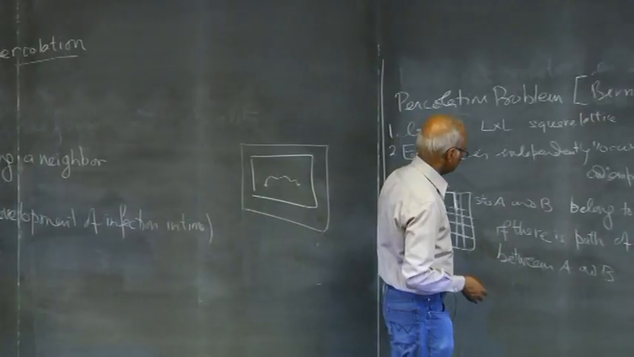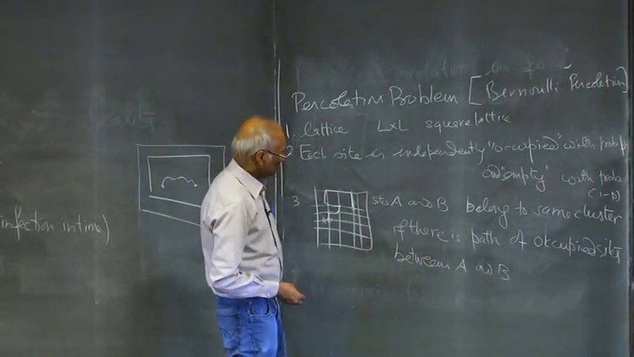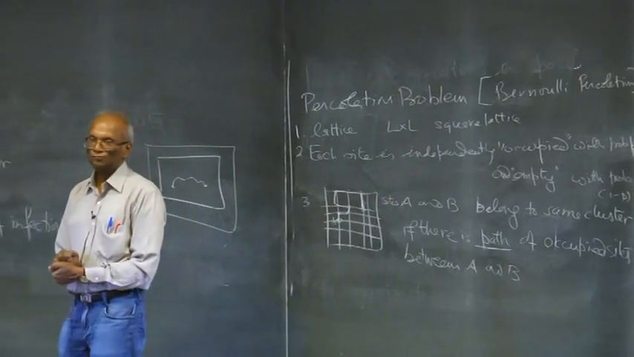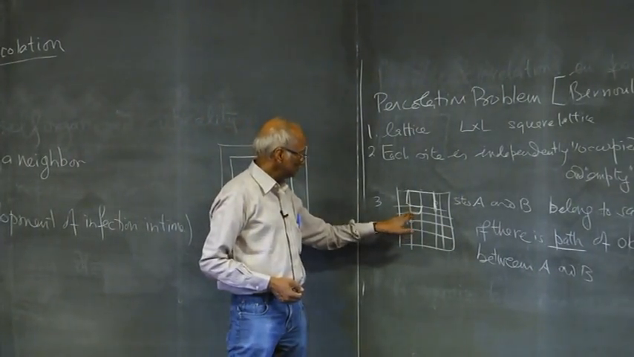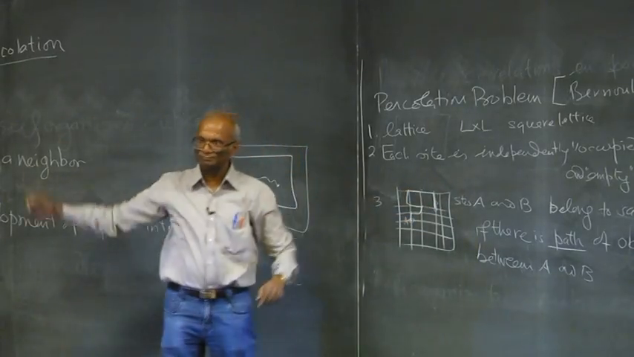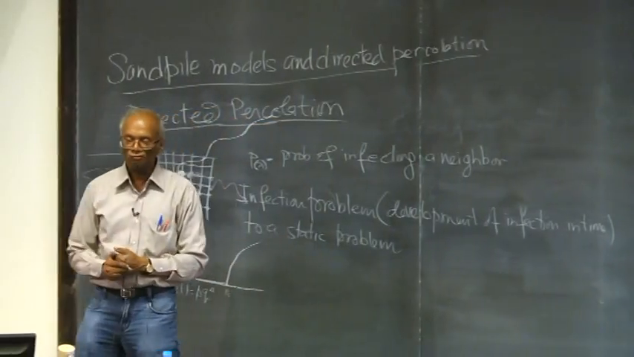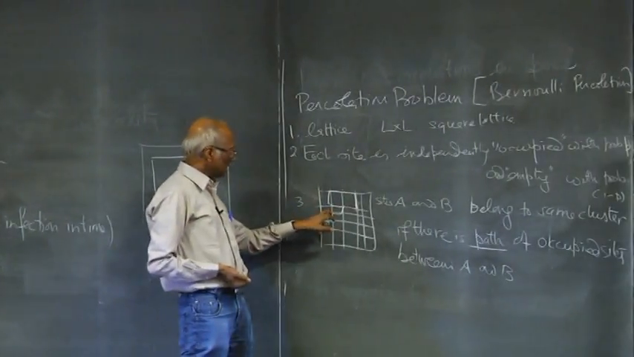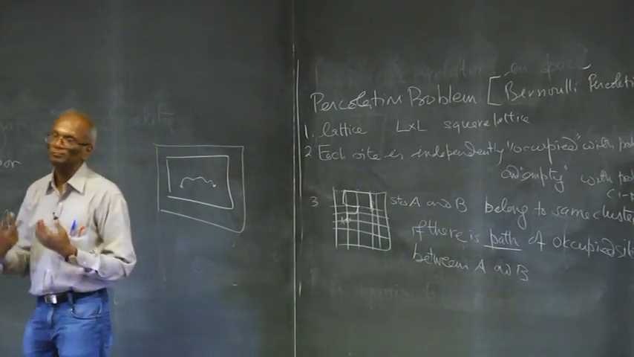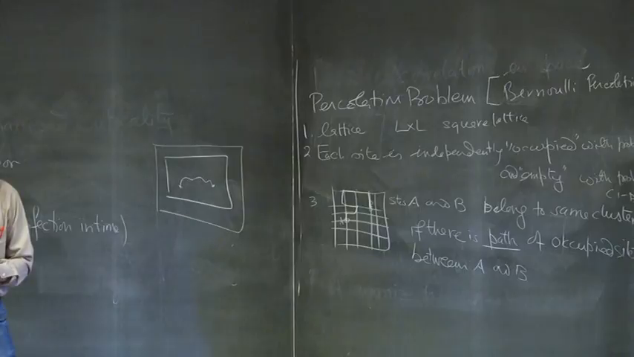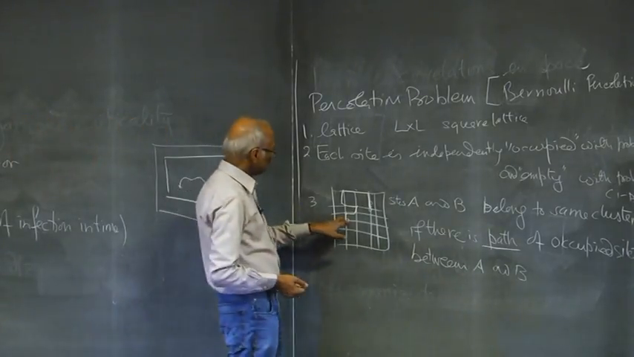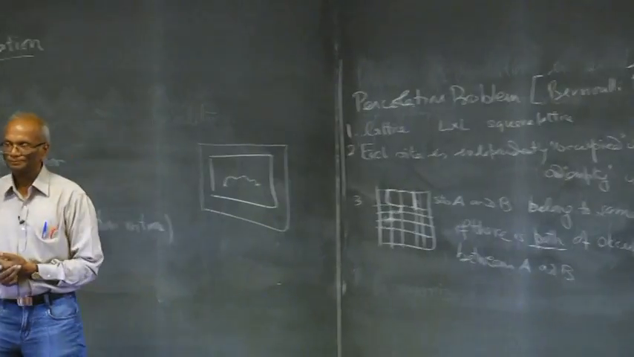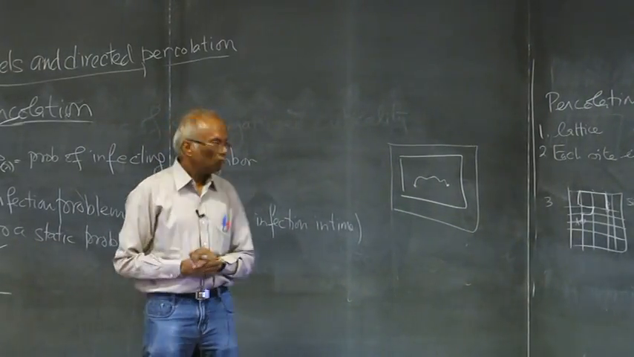Okay. So I should just say that this word path, we defined as a set of links between nearest neighbors. Okay. So this is called the percolation problem. There is a different version of the percolation problem where it's not the sites which are occupied, but the links which are occupied. That is called the bond percolation problem, and it is defined similarly. There also you say two sites A and B are connected if there is a set of links which go from A to B. Okay. Now, what is directed percolation?